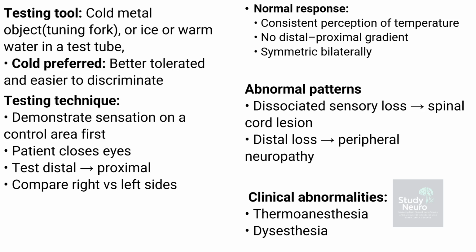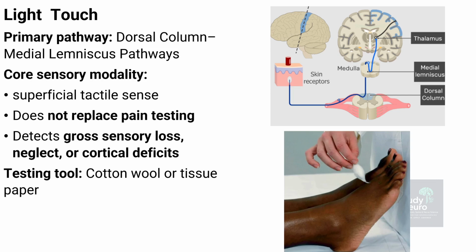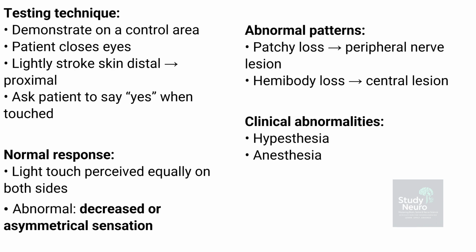A distal loss of temperature sensation points toward peripheral neuropathy. Clinically important abnormalities include thermoanesthesia, or loss of temperature perception, and dysesthesia, where temperature is perceived as unpleasant or abnormal. We now assess light touch, which is transmitted mainly through the dorsal column medial lemniscus pathway. Light touch represents a superficial tactile sense and is useful for detecting gross sensory loss, sensory neglect, or cortical deficits. However, it does not replace pain testing, as pain remains the key protective modality.